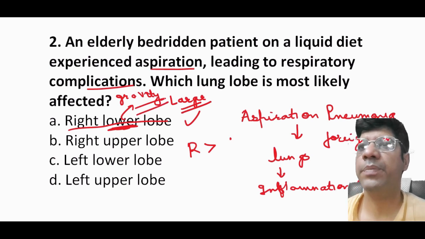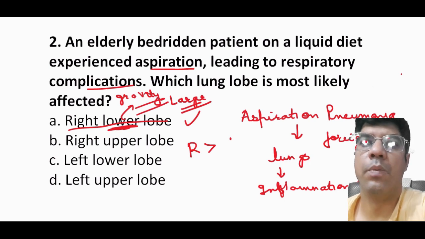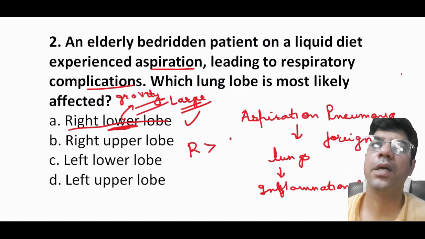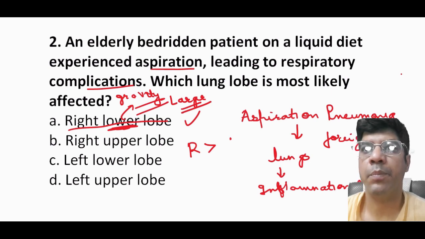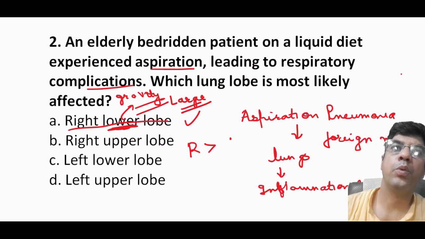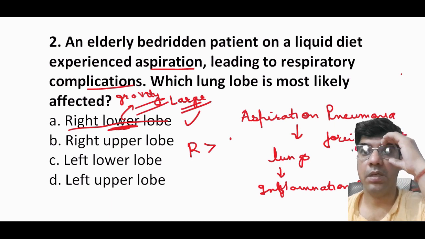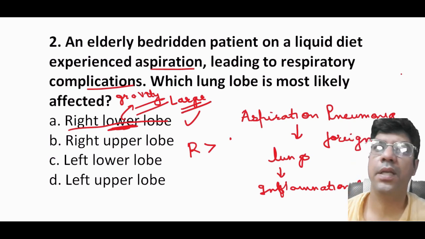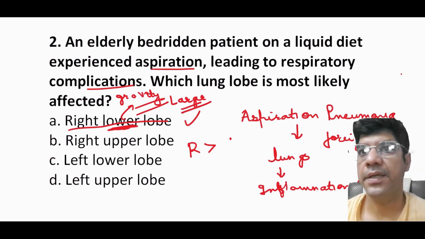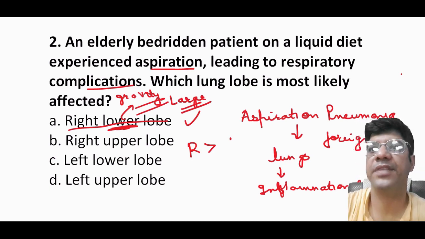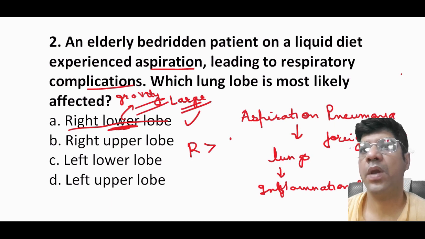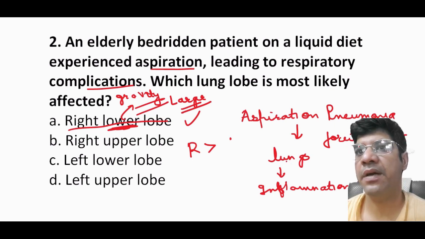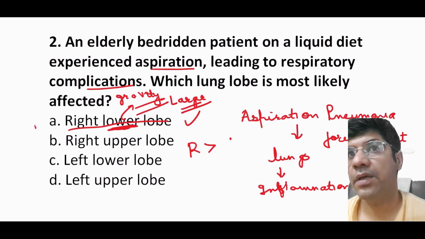Now, the second reason could be the vertical orientation of the right lower lobe. The right lower lobe of the lung has a more vertical orientation compared to the other lobes, which makes it easier for aspirated material to settle and pool in this area. So due to these anatomical factors, aspiration events are more likely to result in aspiration pneumonia affecting the right lower lobe.